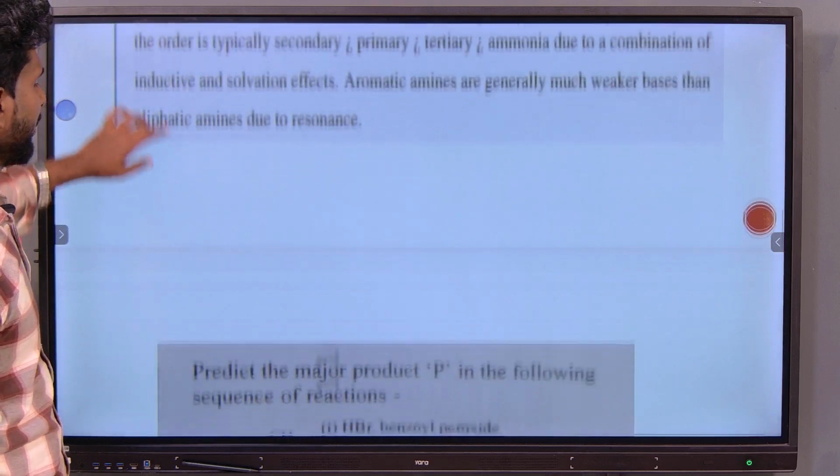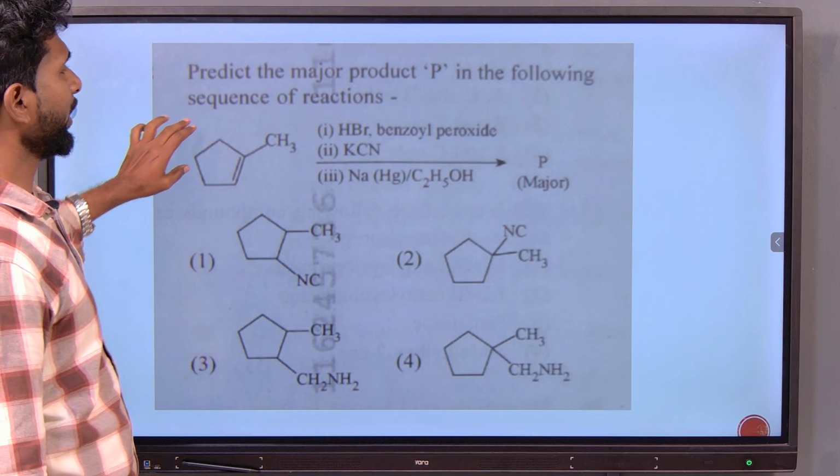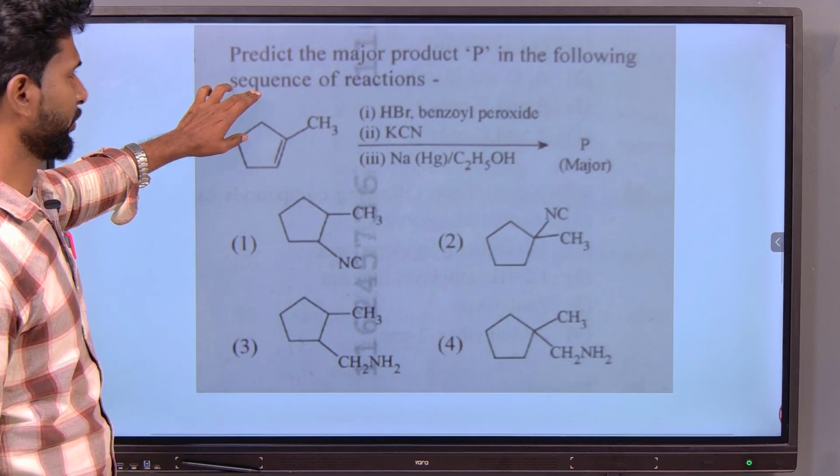Then another one goes. Two questions were asked this year. Another one is: predict the major product P in the following sequence of reactions.